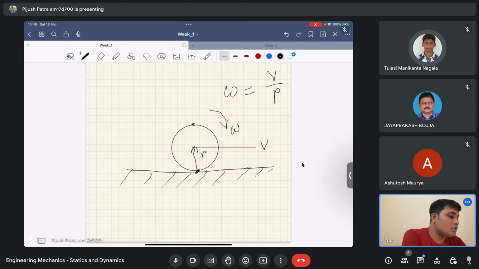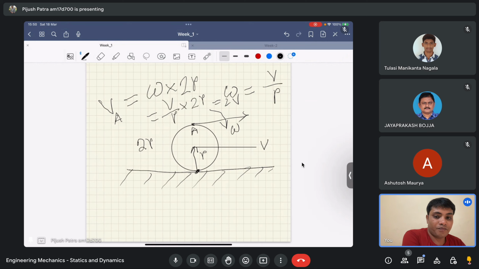So what about this point? What is the distance from the point of contact to this point? It is 2r. Right? So what is the velocity of that point, vA? If this is my point A, it should be omega into 2r, and omega is equal to v by r. So v by r into 2r is equal to 2v. My handwriting is too bad in this because I am not writing it the other way around. So this is what you should be familiar with.